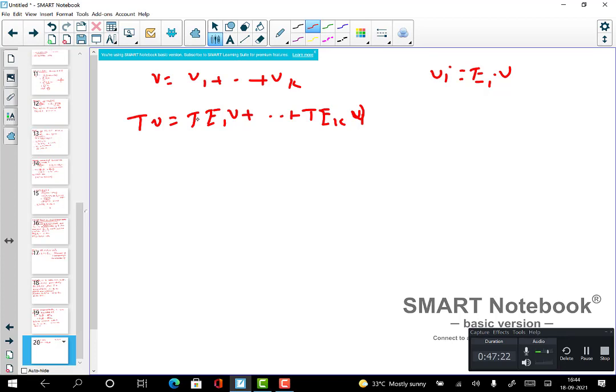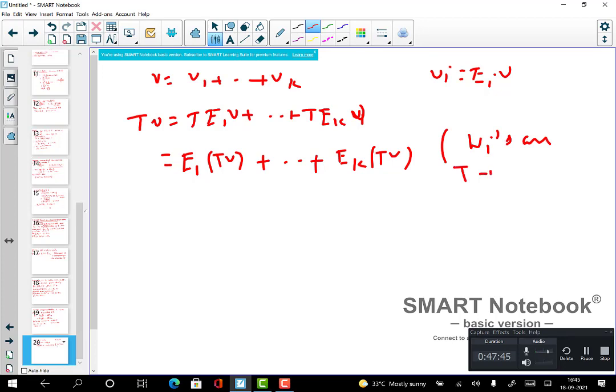Obviously, because T is diagonalizable, these eigenspaces are invariant under T, and hence they commute with each other. So this is nothing but E1 of TV and so on, Ek of TV, and they commute because these Wi's are T invariant, and we just proved that in this case T commutes with all those projection maps. But TVi is what? This is c1 V1, because this is the eigenspace corresponding to eigenvalue c1, so you can write c1 E1 of V and so on, and then ck Ek of V.